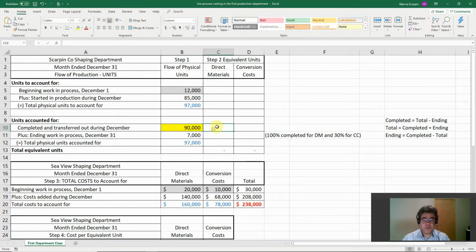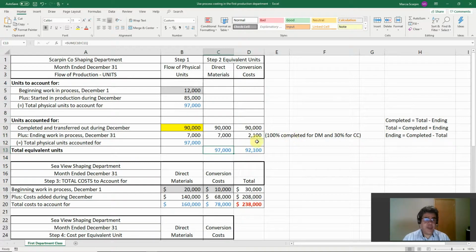Now the equivalent units completed, they are 100% completed. So the equivalent units is the same, 90,000 units. And for the work in process, now we need to check the percentage of completion. Here we have 100% completion for direct materials, so 7,000 units. And 30% for conversion cost. Remember, by the way, what is conversion cost? Conversion cost is direct labor plus manufacturing overhead. So 7,000 times 30%, and we combine it and we have our total equivalent units.